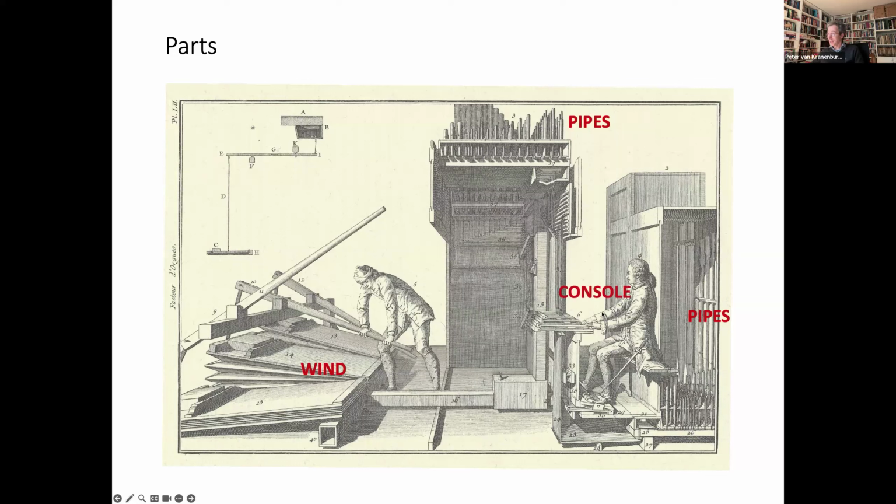The organ must be played. So there are keyboards. And then there is the action, which is the mechanics that transfer the movements of the keys to the pipes. And last, there's the case, which is around the organ. In this picture, you cannot really see the case, because it's open, of course. But that's the box where the organ and the pipes and the action and the wind are in.